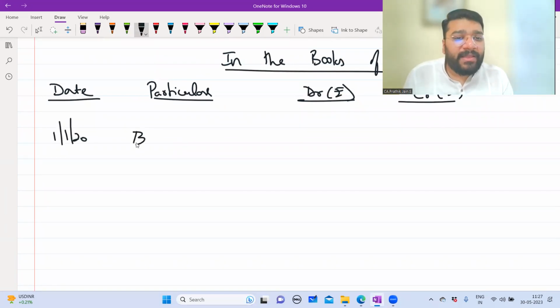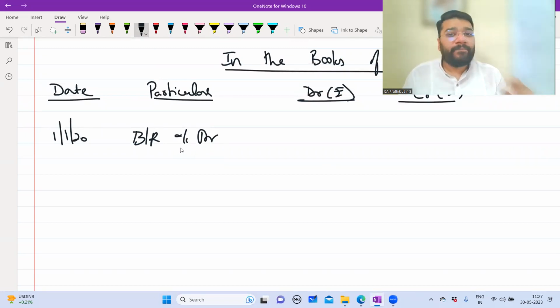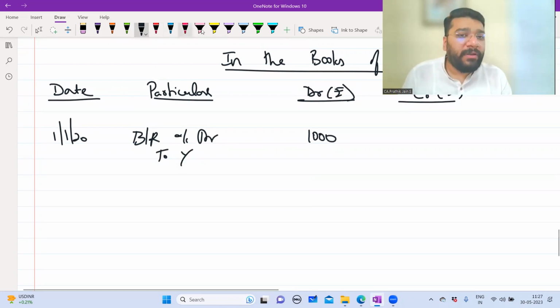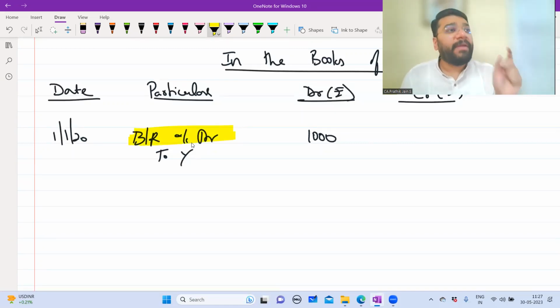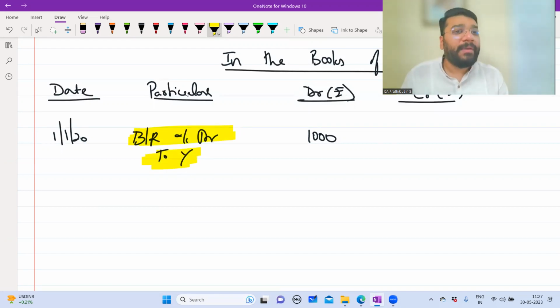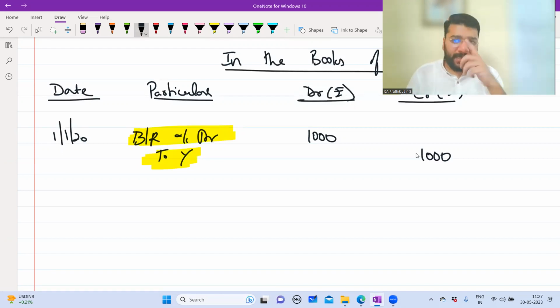1/1/2021. We are receiving the bill, sir. Bills receivable account debit. How much? 1000 rupees. To what? To Y. This money, whatever we are receiving, is it our permanent income? No, it is temporary money, and we have to pay this money back to Y in future. So we are creating a liability to Y, 1000 rupees.